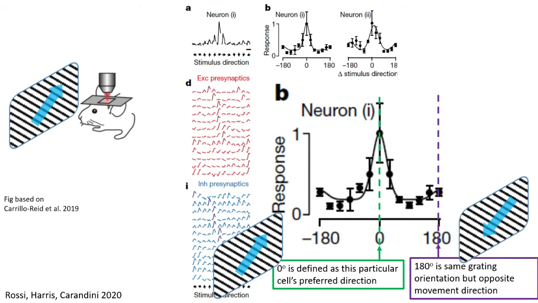180 degrees is the same grating orientation, but moving in the opposite direction. So the difference between the response at 0 degrees and at 180 degrees is actually a measure of the direction selectivity of the cell.